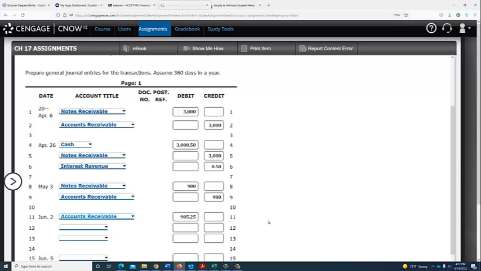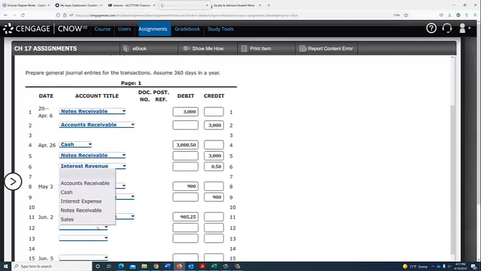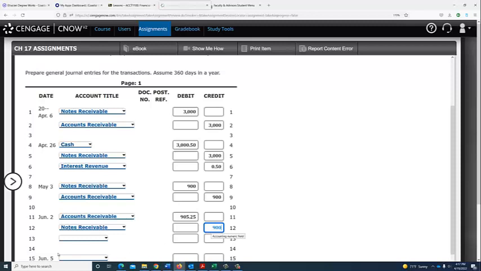All right. Then we need to remove the note. So we're going to credit the notes receivable for $900 and then credit interest revenue for $5.25. Okay, so the note no longer has its legal status, so we're going to remove it from our books, and we're going to record the interest revenue that we've earned, but however have not collected.